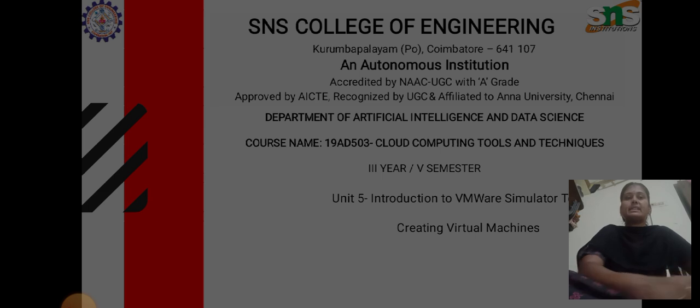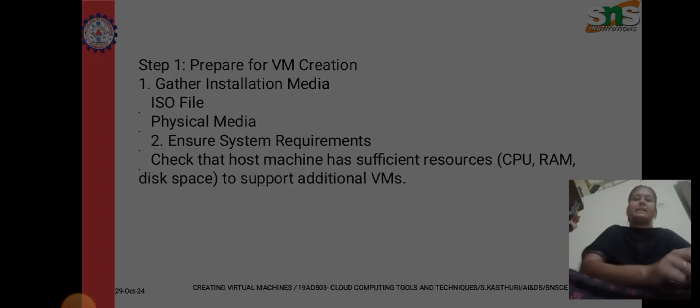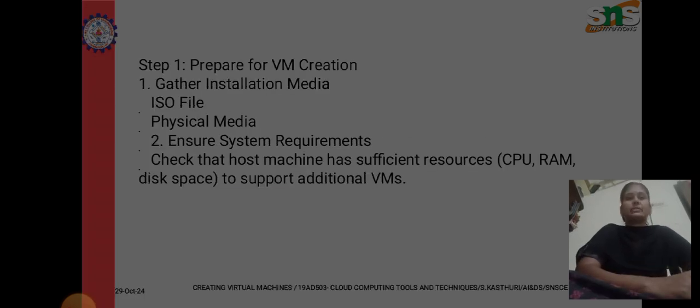So step 1 is prepare for VM creation. Gather installation media (ISO file). Download an ISO image of the operating system we wish to install, for example Windows or Linux. Ensure system requirements. Check that our host machine has sufficient resources like CPU, RAM, and disk space to support additional VMs.